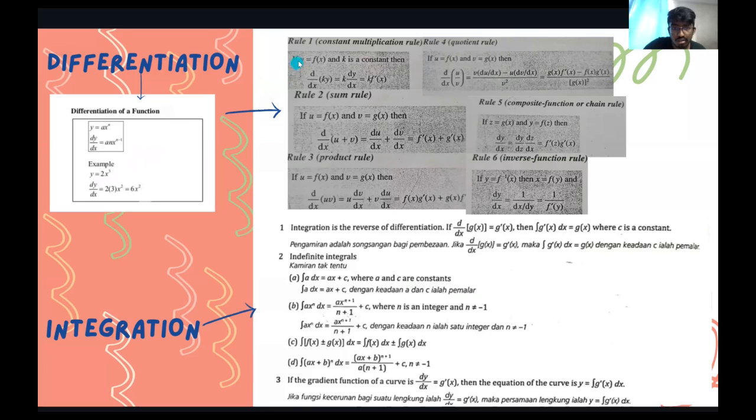And we have 6 rules. Rule 1 is the constant multiplication rule. Rule 2 is the sum rule. Rule 3 is the product rule. Rule 4 is the quotient rule. Rule 5 is the composite function or chain rule. And rule 6 is the inverse function rule.